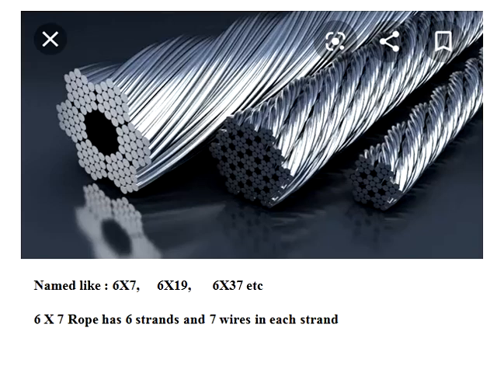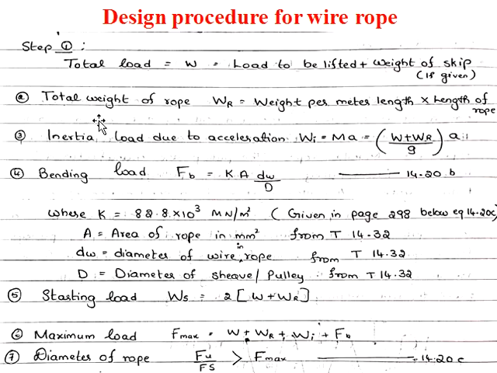Moving on to the design procedure for wire rope. In step number 1, we'll calculate the total amount of load to be lifted. Usually, in a rope drive, at one end of the rope, to place the load, we will fix one bucket.